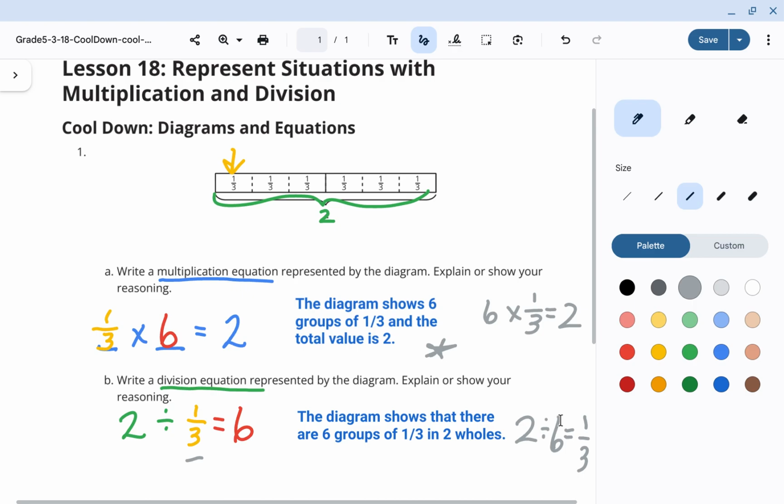Now, if I would have done that, I could have had the same blue answer, or I might have slightly changed it because I really have redefined the divisor, and because of that, I've redefined what the quotient is as well. So I might say something instead like, the diagram shows that 2 wholes broken into 6 groups ends up with 1/3 in each group. A simple adjustment like that. Boys and girls, that finishes out our lesson 18 cool down.